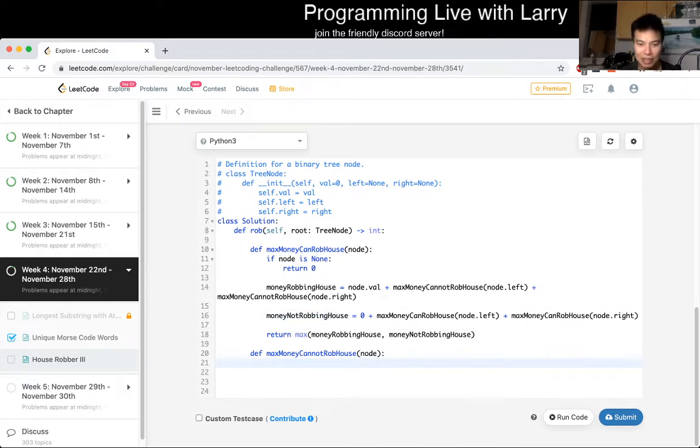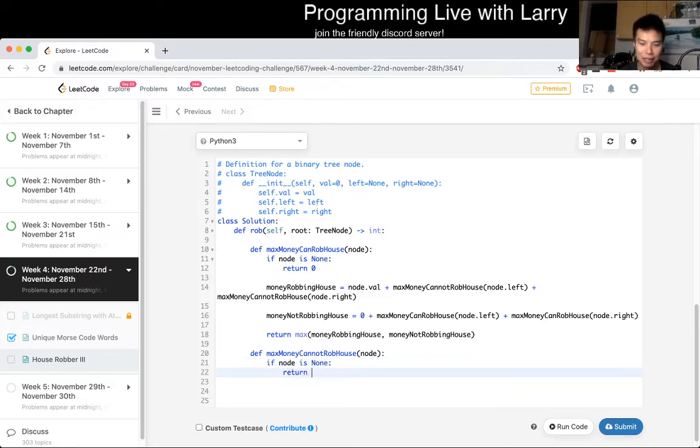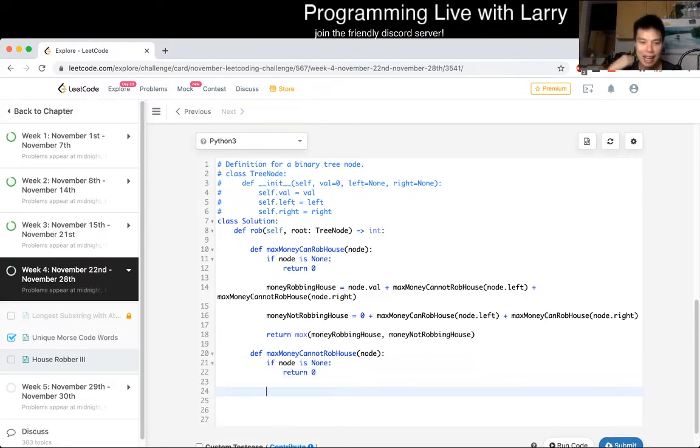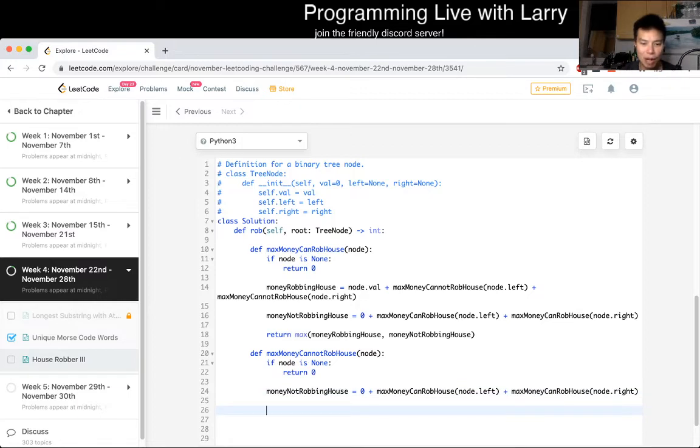Anyway, so now let's implement this function, right? So clearly, if there's no house, you cannot rob, so it's going to return 0. And then now you cannot rob this house, so you can only not rob this house, right? So now money not robbing the house is equal to, well, 0 for the same reason as before. And then max money can rob the house to the left, plus max money can rob the house to the right. So this is exactly the same function as here. Well, you have no choice, so you can only make this decision. So that's what I'm going to return.